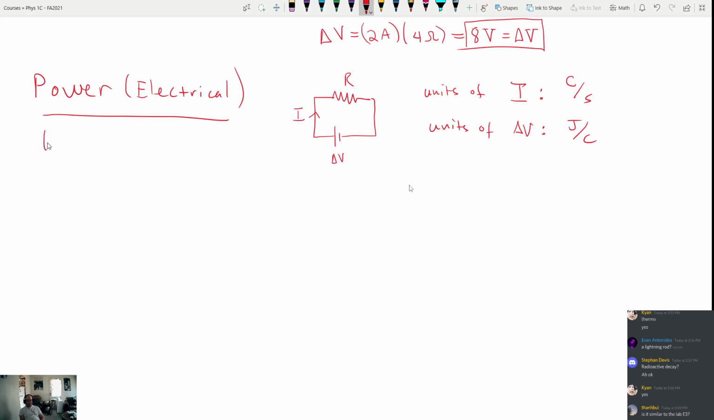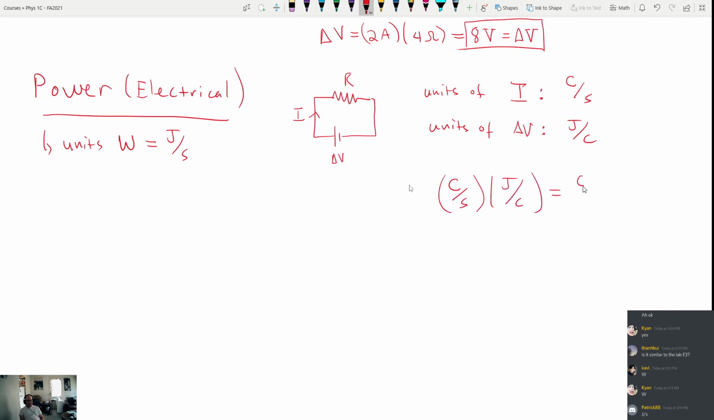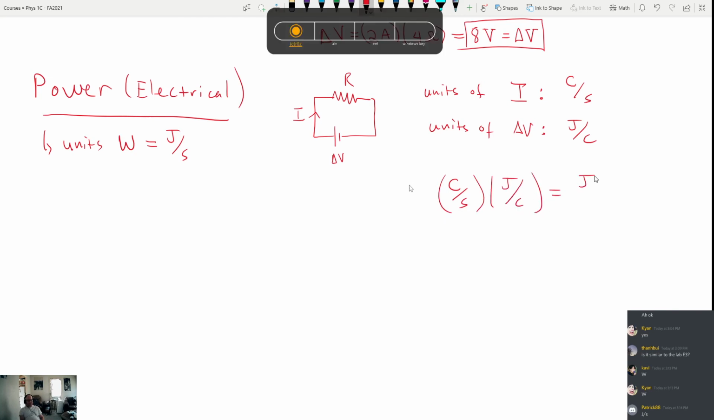What are the units of power? Watts. And 1 watt is 1 joule per second, right? So I've got coulombs per second and I've got joules per coulomb. If I take coulombs per second and I multiply by joules per coulomb, I'm going to get joules per second, right?